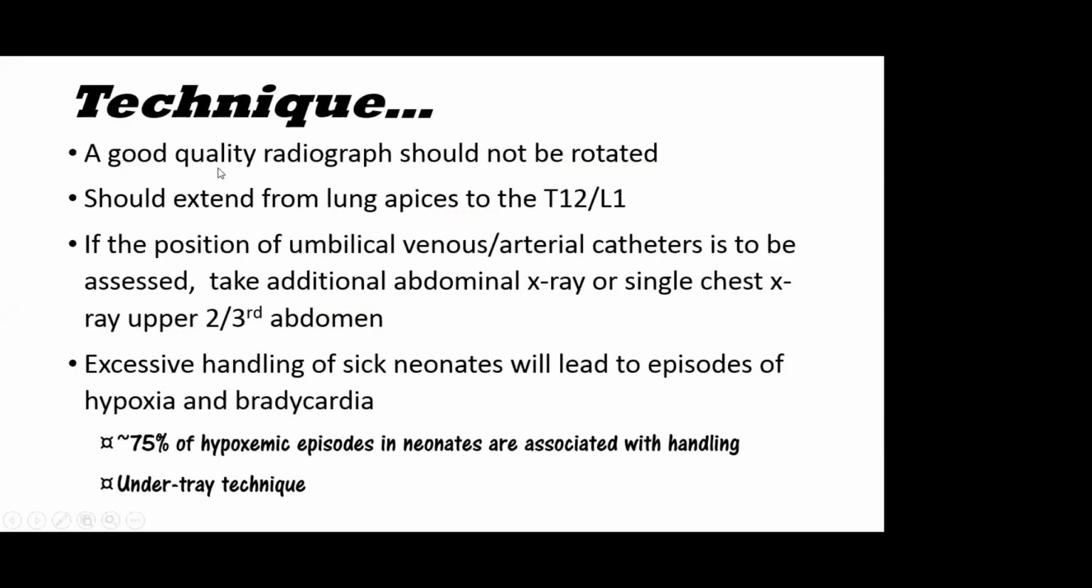So overall, a good quality radiograph should not be rotated. We'll see how the rotation looks like. It should extend from lung apices to at least T12 to L1, that is just the upper 1/3 of the abdomen. If you want to look at the position of the umbilical catheter or arterial catheter, then maybe the X-ray should cover the upper 2/3 of the abdomen.